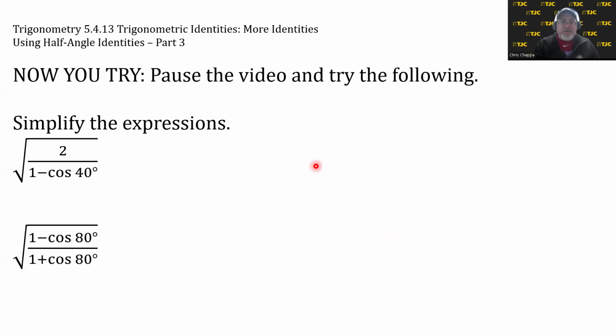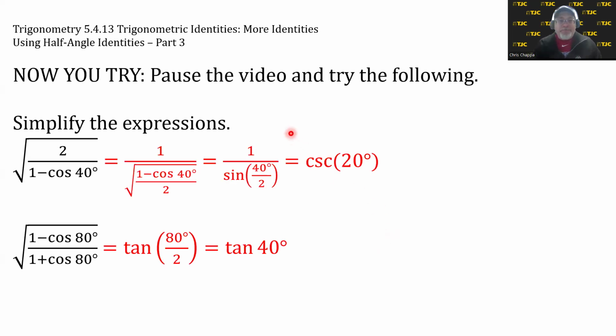All right, if you haven't paused the video, here's your warning. Solutions in 3, 2, and 1. As mentioned, the first one does have a reciprocal nature. So I wrote it as 1 over the square root of the reciprocal, which is the sine half-angle identity, which gives us 1 over sine of 20 degrees, which is cosecant of 20 degrees. And the other one is just a straightforward tangent of 80 degrees over 2, which is tangent of 40 degrees.